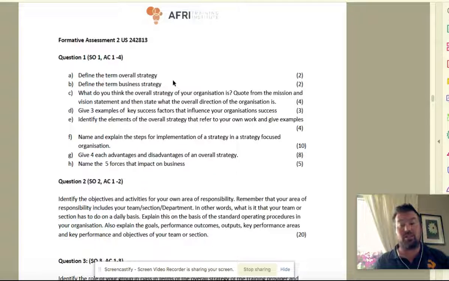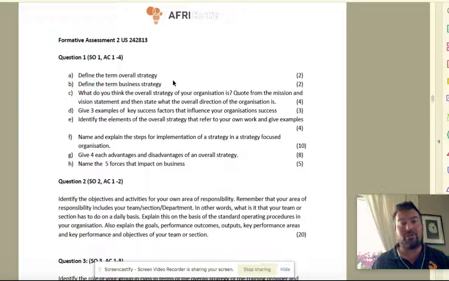So overall strategy gives the overall direction. Business strategy is more specific. And what is business strategy? Give me an understanding. But you'll see a lot of it on page 5 of that specific workbook. Then what do you think the overall strategy of your organization is?